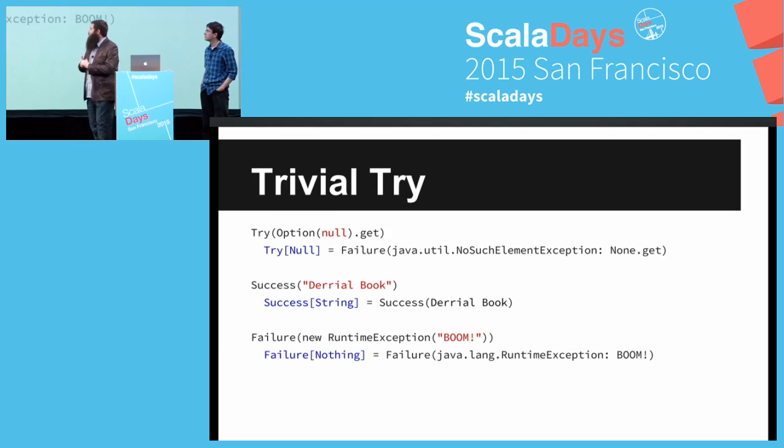This is just simple, trivial use cases. If you use a Try constructor, it'll catch most exceptions. Actually, all exception types and a little bit more. We'll talk about that in a second. You can use the raw constructors very similarly to how they were used in Option.